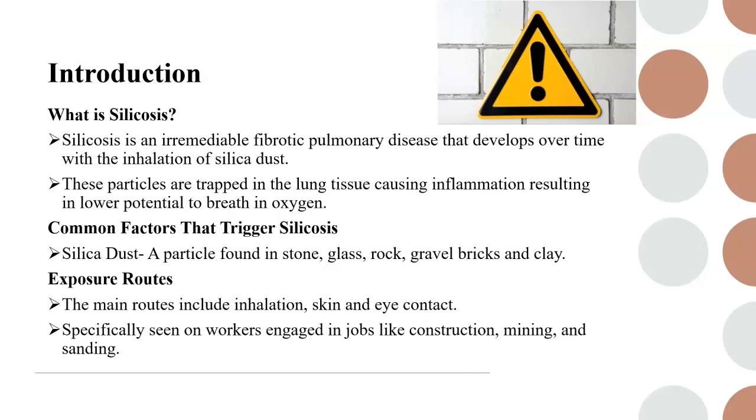Silicosis is an irremediable fibrotic pulmonary disease that develops over time with the inhalation of silica dust. These particles are trapped in the lung tissue, causing inflammation, resulting in a lower potential to breathe in air. The common factors that trigger this type of disease is a particle which is found in stone, glass, rock, gravel, bricks, and clay. The main routes of exposure include inhalation, skin, and eye contact. We specifically see this disease on workers engaged in jobs like construction, mining, sanding, and even in the glass industry.